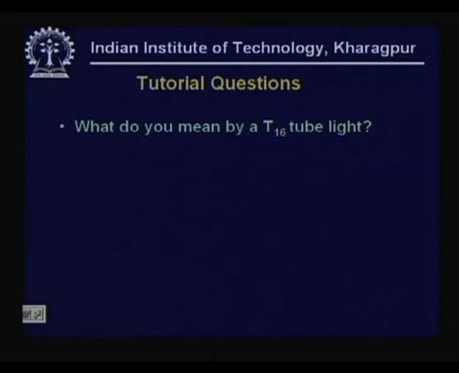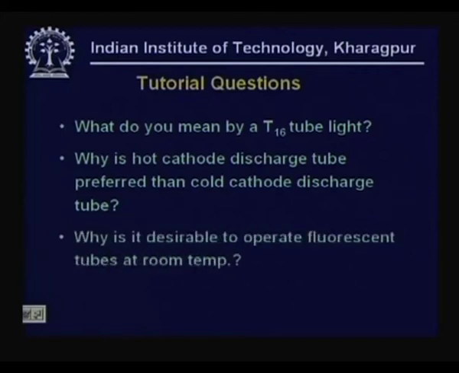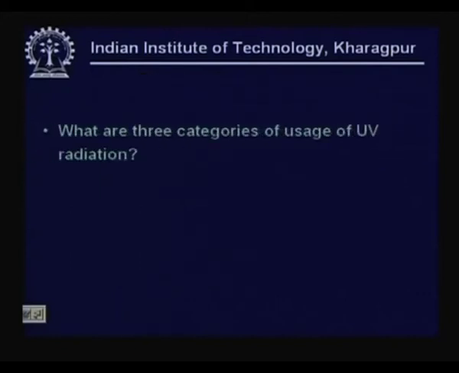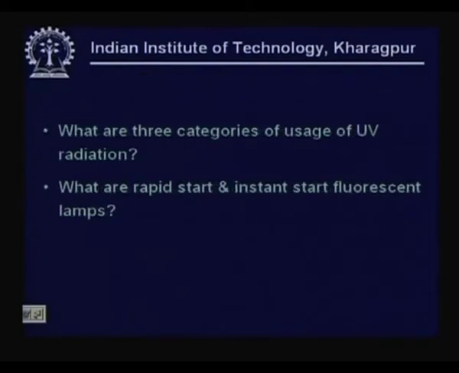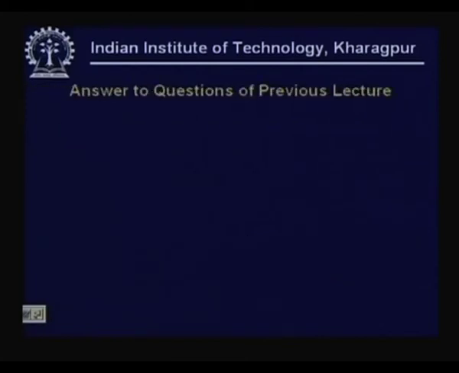What do you mean by a T16 tube light? Why is a hot cathode discharge tube preferred over a cold cathode discharge tube? These are some of the tutorial questions that can be addressed from this lecture. Why is it desirable to operate fluorescent tubes at room temperature? What are three categories of usage of UV radiation? What are rapid start and instant start fluorescent lamps? What precautions are taken to use fluorescent lamps in explosive environments?